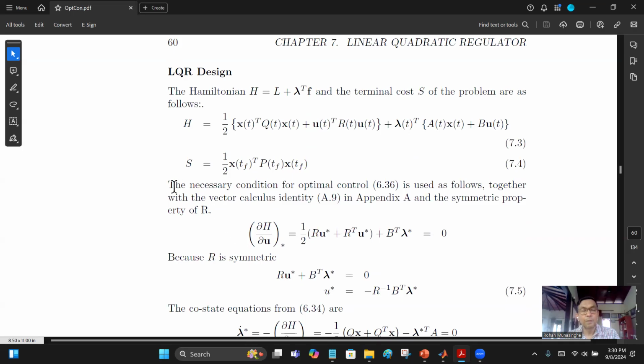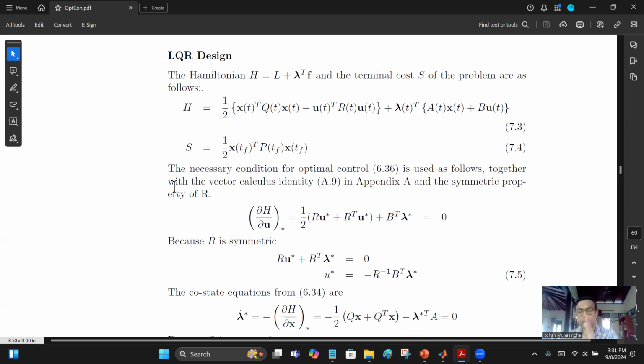Now, there's a necessary condition for optimal controls. Again, in the Hamiltonian theory, it is derived, but here you can use it as it is. The necessary condition, the condition that has to be satisfied if you have optimal controls, is this: the partial derivative of the Hamiltonian with respect to the control u is 0.